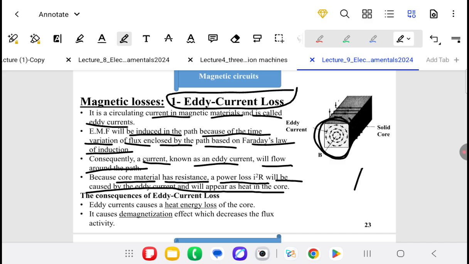What are the main consequences of eddy current? We have two consequences. The first one is the eddy current causes heat energy loss. Due to the resistance and the current, we have a power loss in the form of heat in the core.